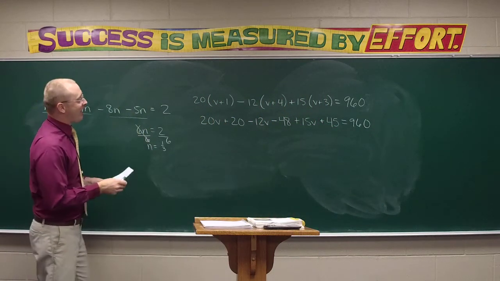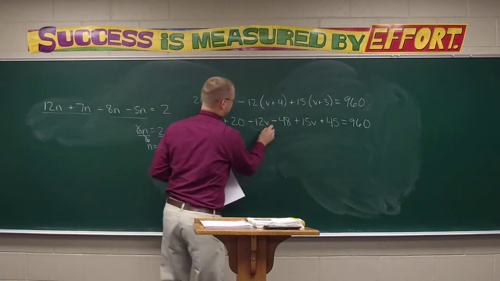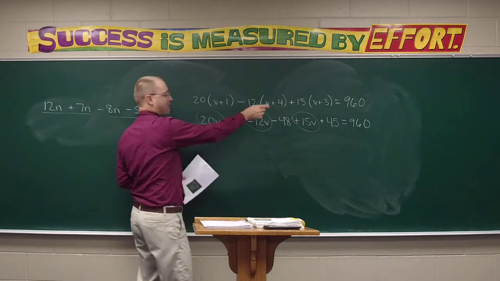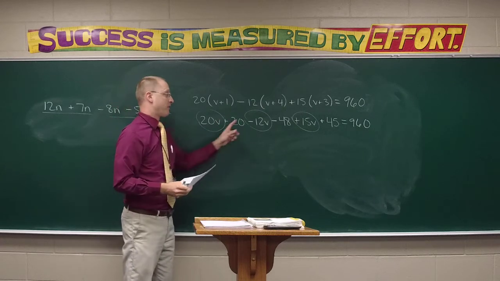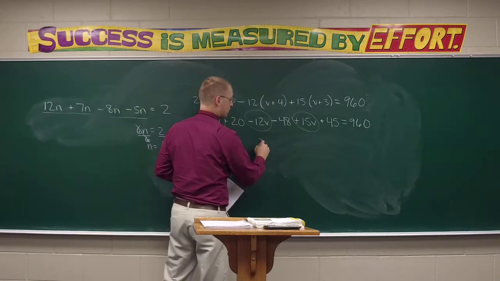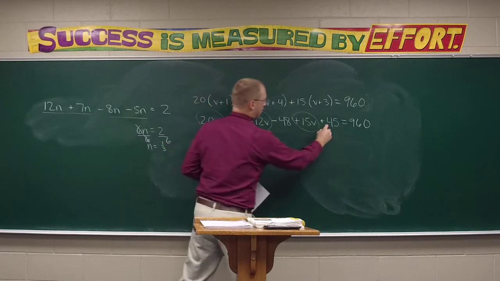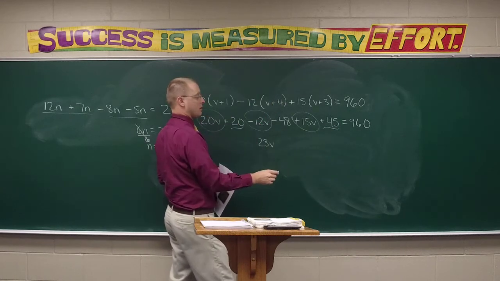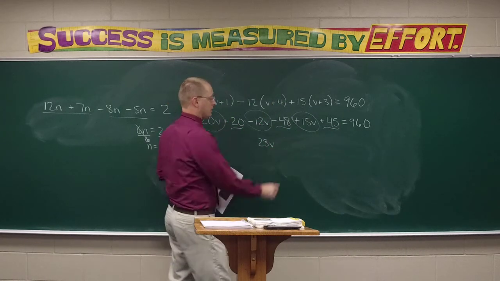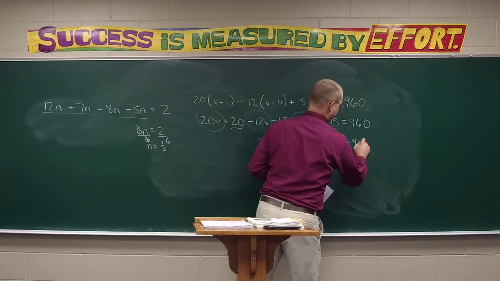Sorry, Kendall. All right, and so we combine our terms. We've got 20v, negative 12v, positive 15v. Let's do the 20 and 15 first: 35. 35 minus 12 is 23, so 23v. Then 20 and 45 make 65, and negative 48 makes 17, all equal to 960.